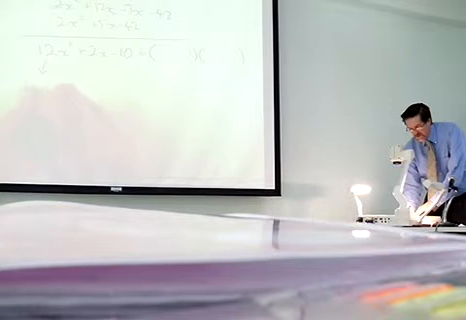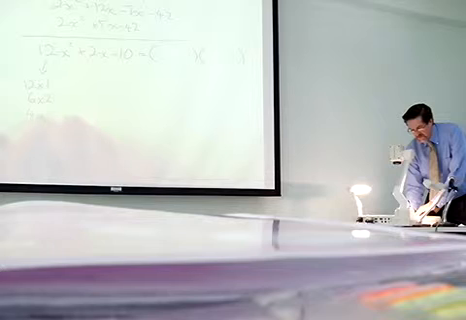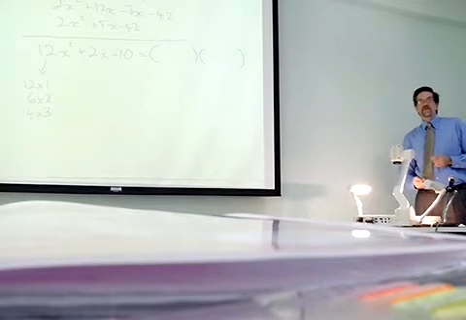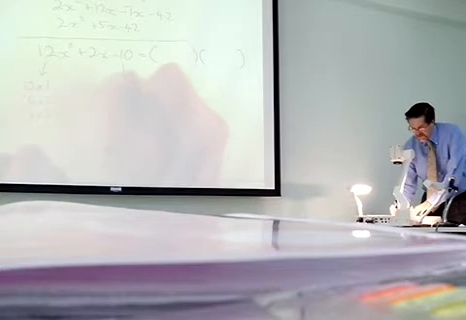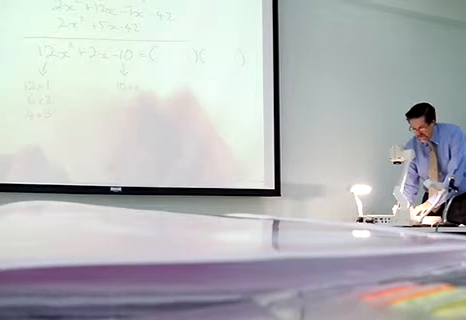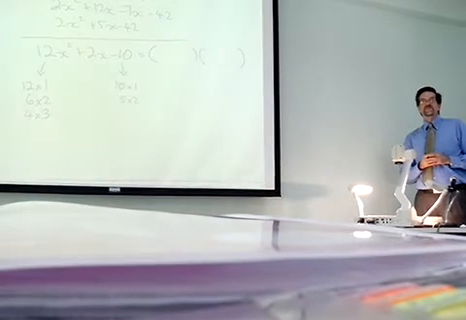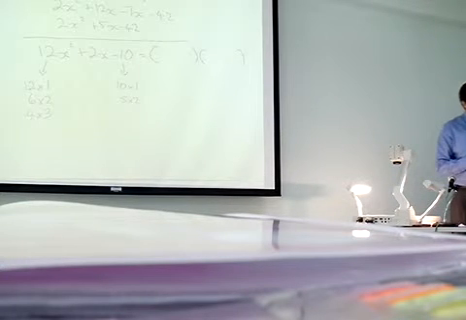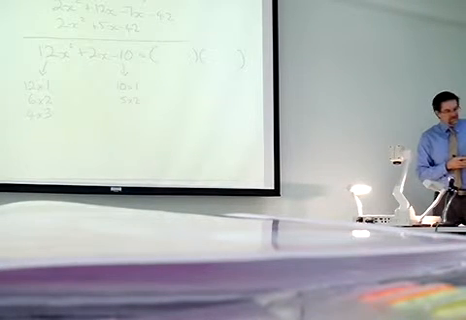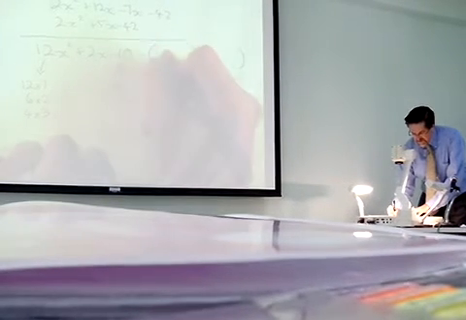So, first of all, the factors of 12 would be what? 12 times 1, 6 times 2, or 4 times 3. So that's one consideration. And the factors of 10: 10 times 1, or 5 times 2. So these are possibilities to consider. Okay, let's try first.